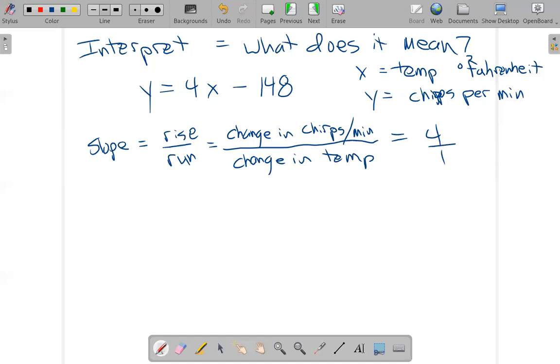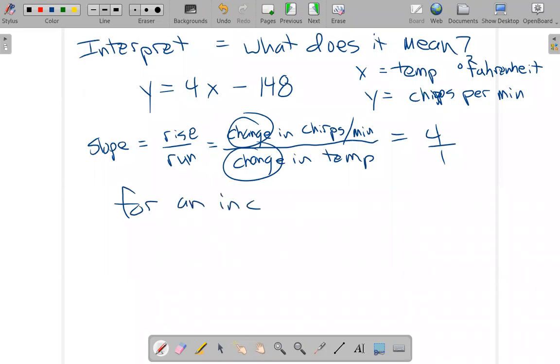So what does this tell me? Both of these numbers are positive. So that means if there's an increase of 1 degree Fahrenheit, I should see an increase of 4 chirps per minute. That's what the slope is telling me. It's telling me about the change. Change is either positive or negative, increase or decrease. These are both positive. So here's my interpretation.